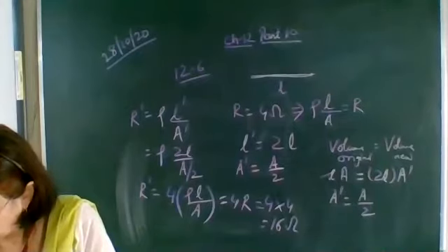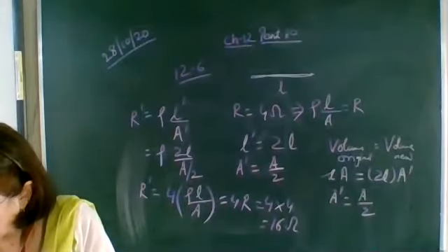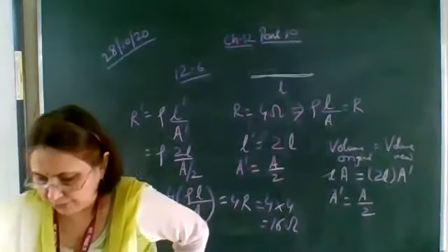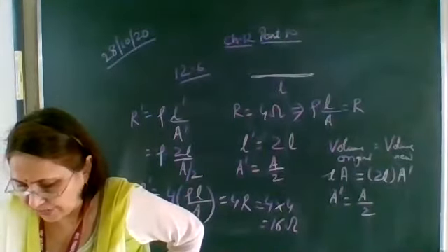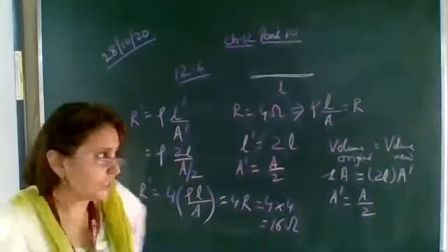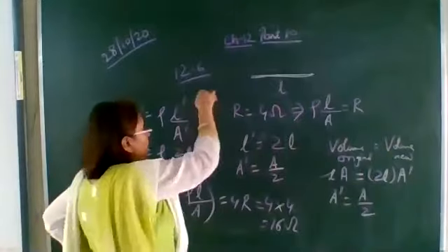Okay, so here in this question, it is given that the length is half. Here, example 12.6, a 4 ohm resistance wire is doubled on it. Doubled means... okay, this is a separate question. It's not 12.6.